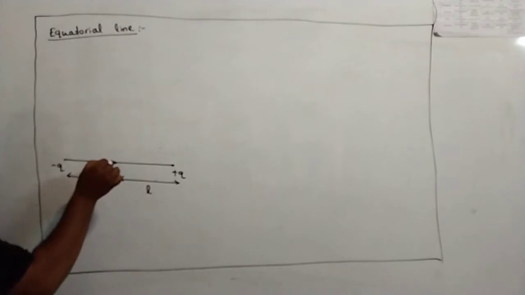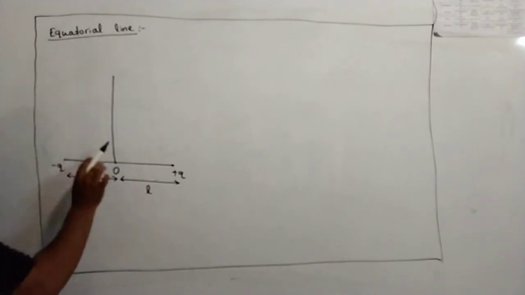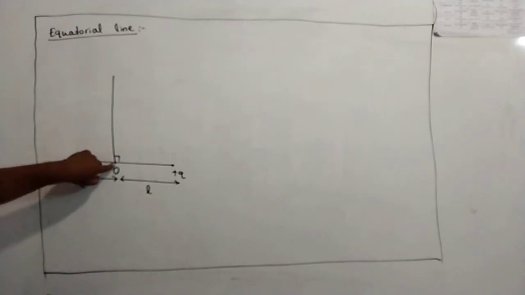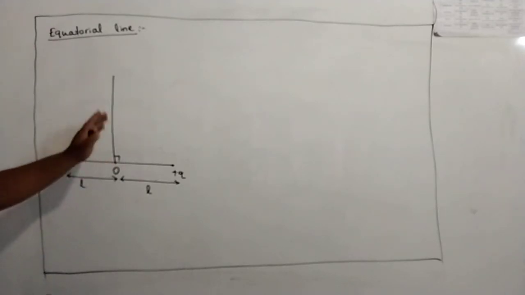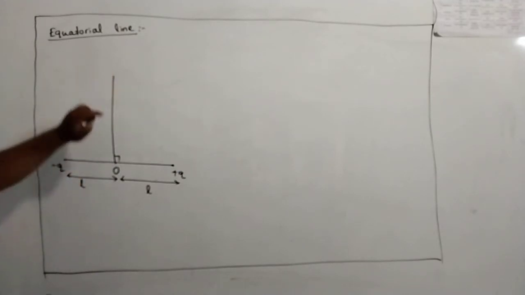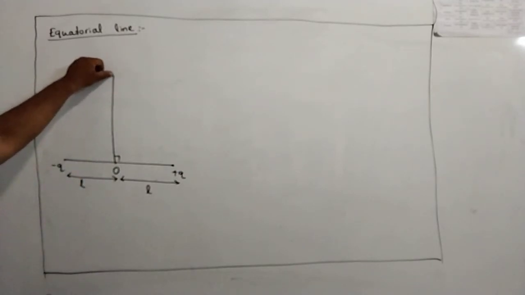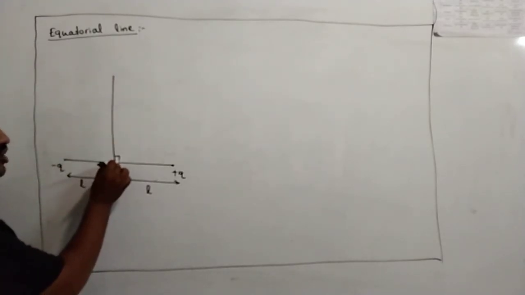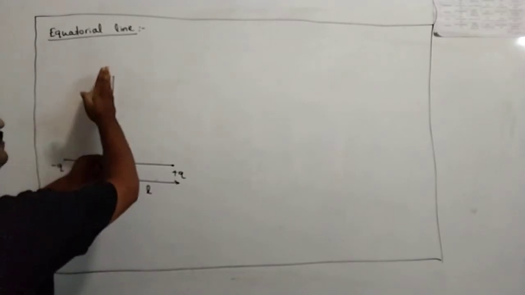Now draw a line perpendicular to the axial line and passing through the midpoint of the dipole. This plane is called equatorial plane. Any line in the equatorial plane is called equatorial line. This may be like this or any line in this plane.